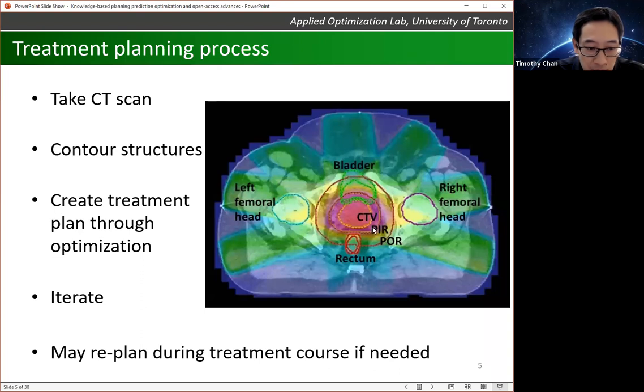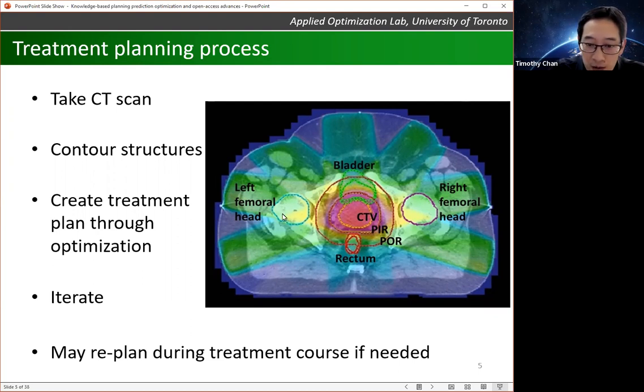Once we have these structures contoured, we use this as data in an optimization model to decide where to deliver the radiation. So you see in this picture, there are 7 beams, 1, 2, 3, 4, 5, 6, and 7, coming from 7 different angles, for example. So optimization would look at things like the angles that we're shooting from, and what the intensity profile looks like from every angle. There are other treatments that deliver radiation continuously as you rotate in a continuous fashion around the patient. So all of these are different types of optimization models, essentially.